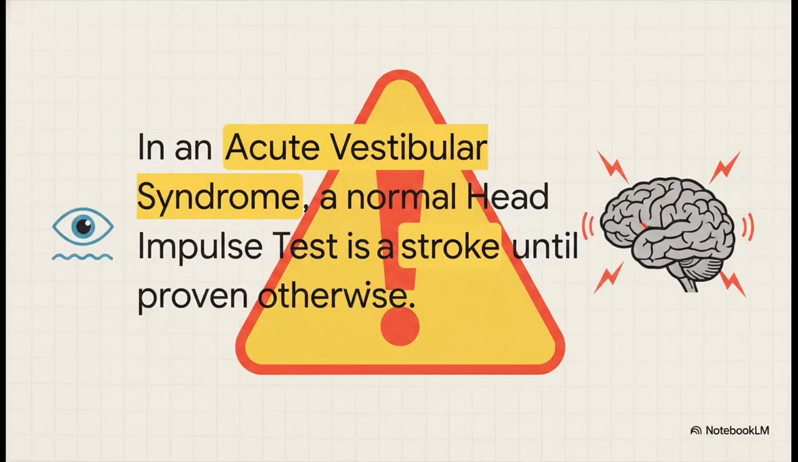Let's pause and focus on this key point for a second, because it's so important. A normal head impulse test, that's usually good news, right? But, and this is a big but, in the specific context of a patient with an acute vestibular syndrome, we're talking about continuous vertigo for more than 24 hours. A normal test suddenly becomes a huge red flag. It's alarmingly normal. Why? Because it implies the peripheral vestibular nerve is actually working just fine. So the cause of that severe vertigo has to be central, and that means we have to think stroke.